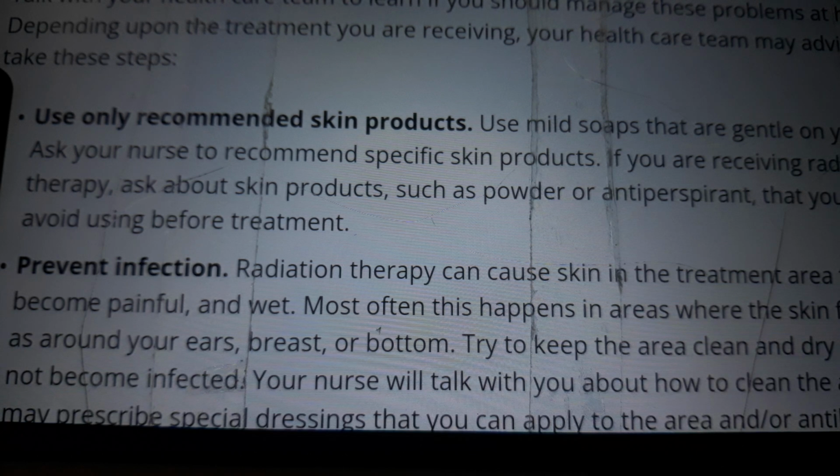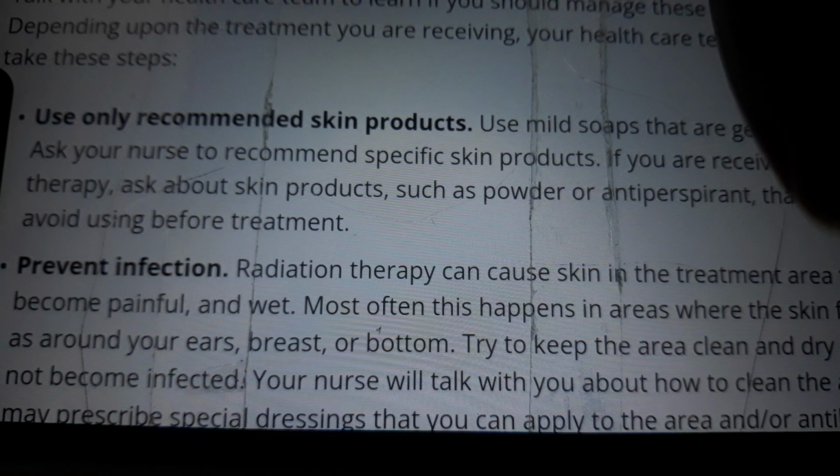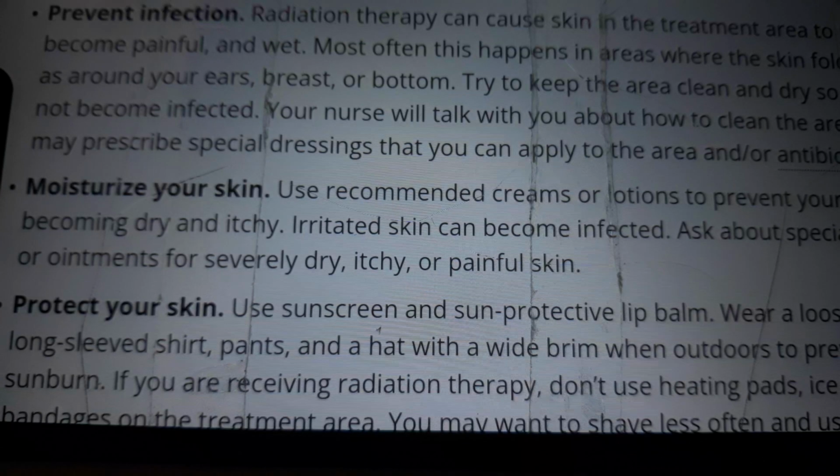Use only recommended skin products. Use mild soaps that are gentle on your skin. Ask your nurse to recommend specific skin products. If you are receiving radiation therapy, ask about skin products such as powder or antiperspirant that you should avoid using during or before treatment.